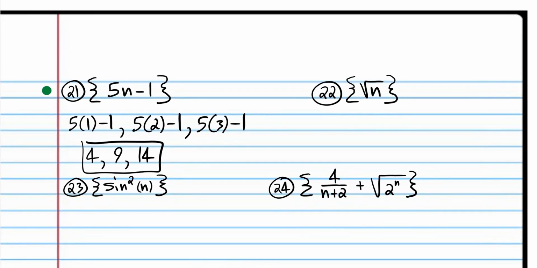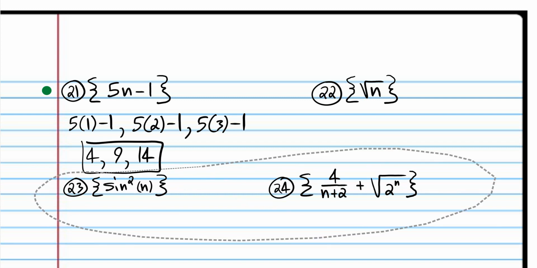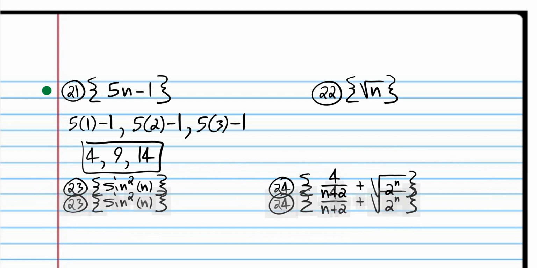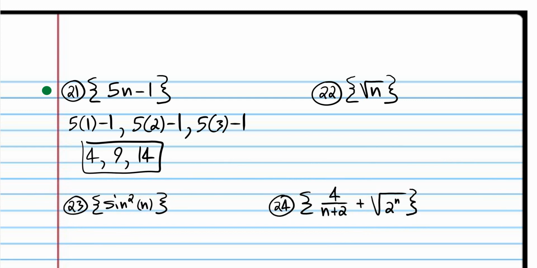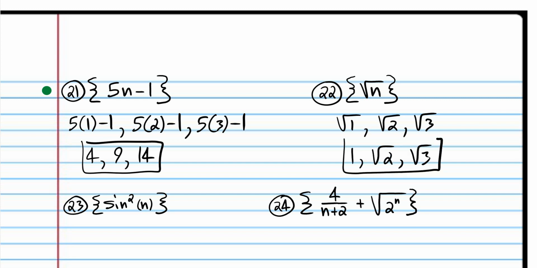Alright, let's try 22. Go ahead and attempt 22. When you come back, we'll do it together. Alright, we're back. So I'll plug in 1 to find the first term, 2 to find the second term, and 3 to find the third term. The square root of 1 is 1, so you can write the first term as 1. So if you got that right, excellent, good job.